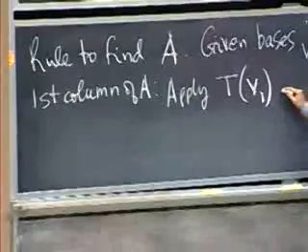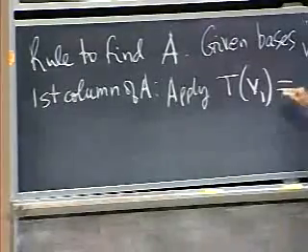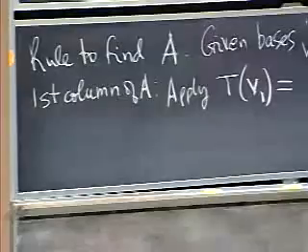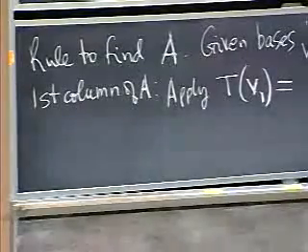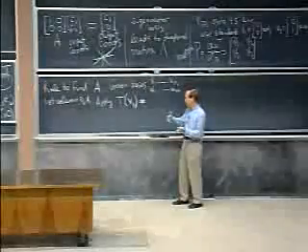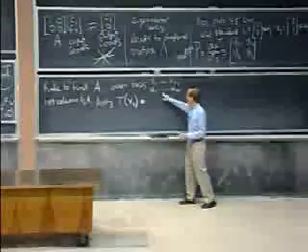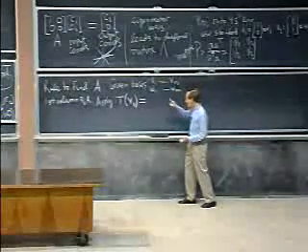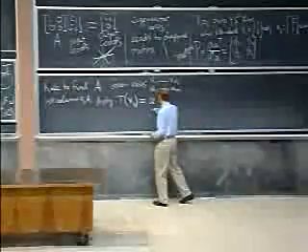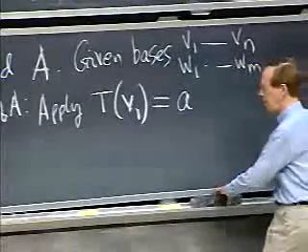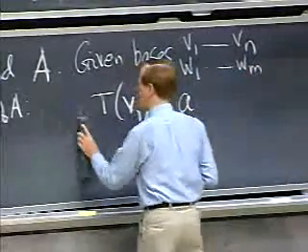And then I'll write it, so that's the output, right? The input is V1. What's the output? The output is in the output space. It's some combination of these guys. And it's that combination that goes into the first column. So I'll put this word right.